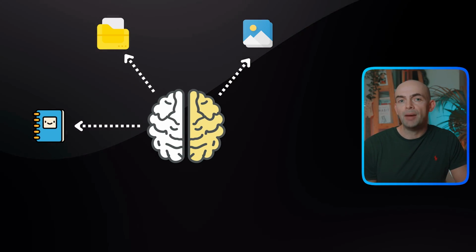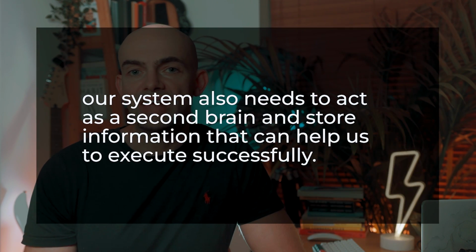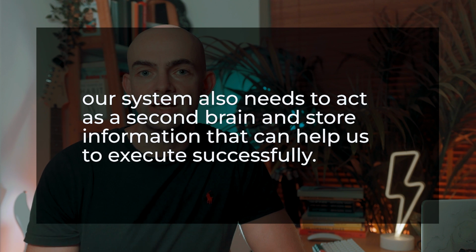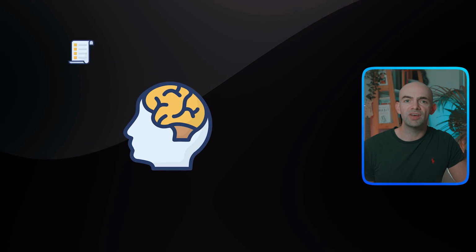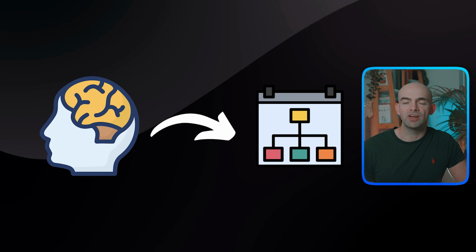We also need to capture information as we research how to achieve those goals. So as well as tight project management, our system also needs to act as a second brain and store information that can help us to execute successfully. Our productivity system needs to adapt with us as more tasks and ideas come, and we need to integrate them into our workflow to stay organized. And the best part is with Notion, setting a vision and turning this into projects and capturing information is made really easy. So let's dive into my Notion workspace for productivity.